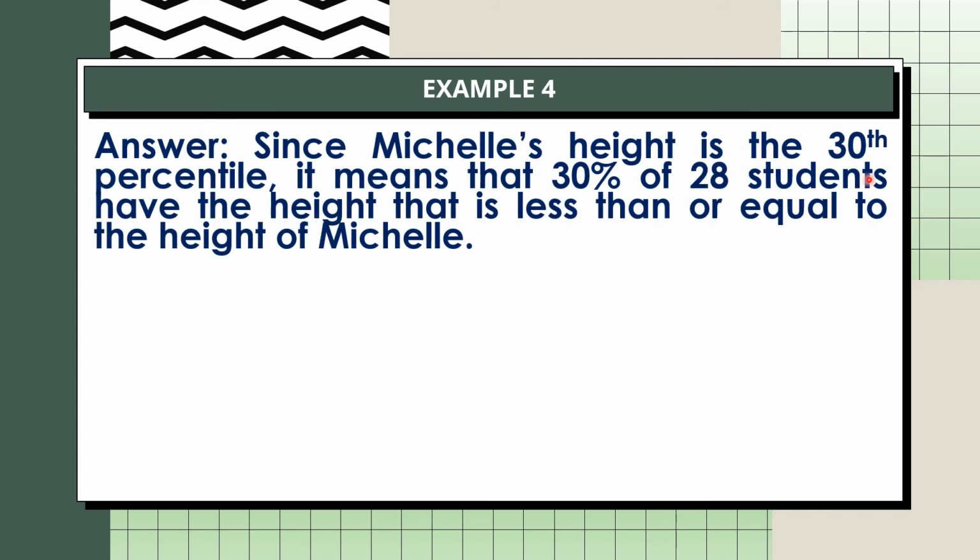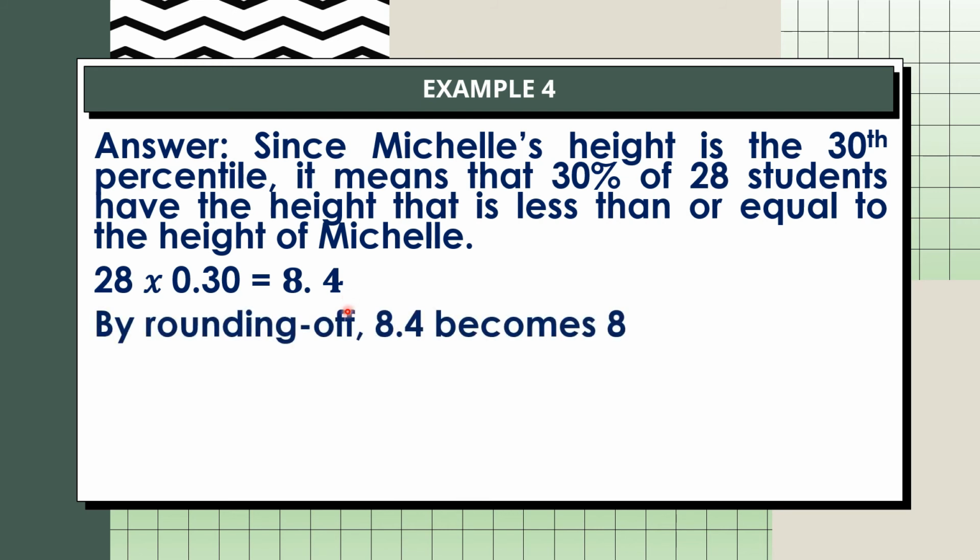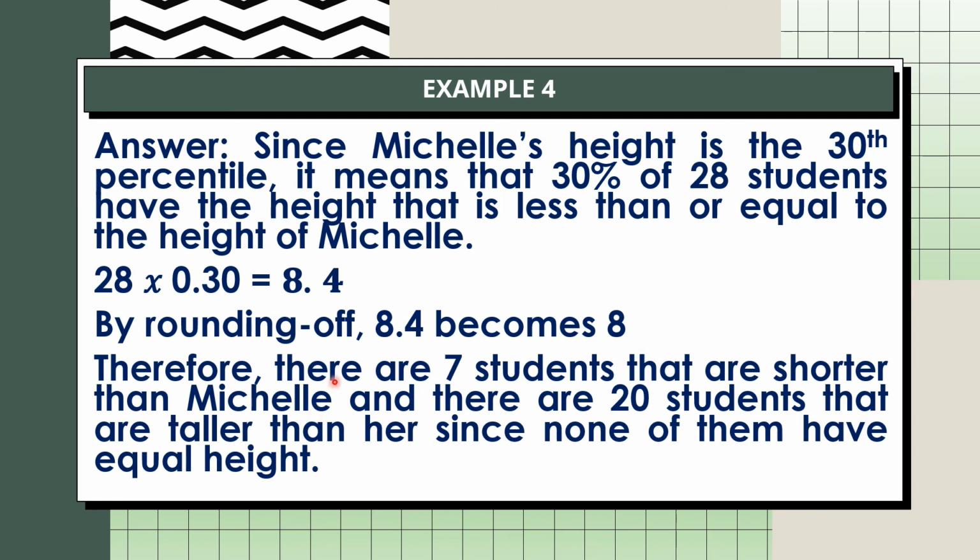Since Michelle's height is the 30th percentile, it means that 30% of the 28 students have a height that is less than or equal to the height of Michelle. So, para makuha yung 30% of 28, i-multiply natin yung 28 sa 0.3. Ito yung decimal form ng 30%. Just move 2 decimal places to the left. And 28 times 0.30 is equal to 8.4. I-round off na lang natin siya. That becomes 8. So, it means, or therefore, there are 7 students that are shorter than Michelle.